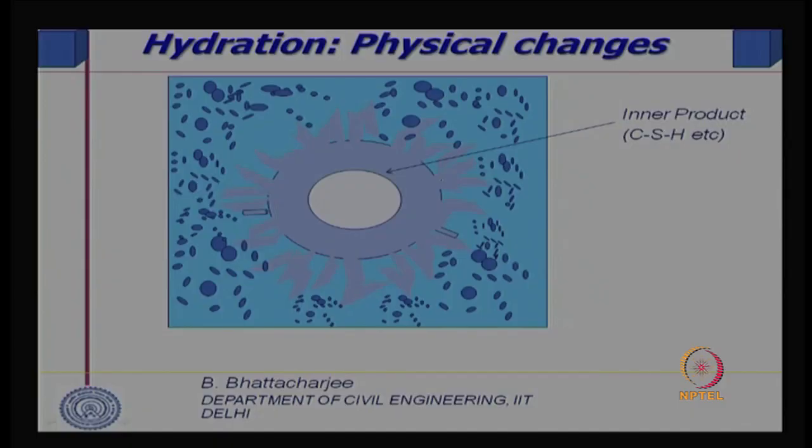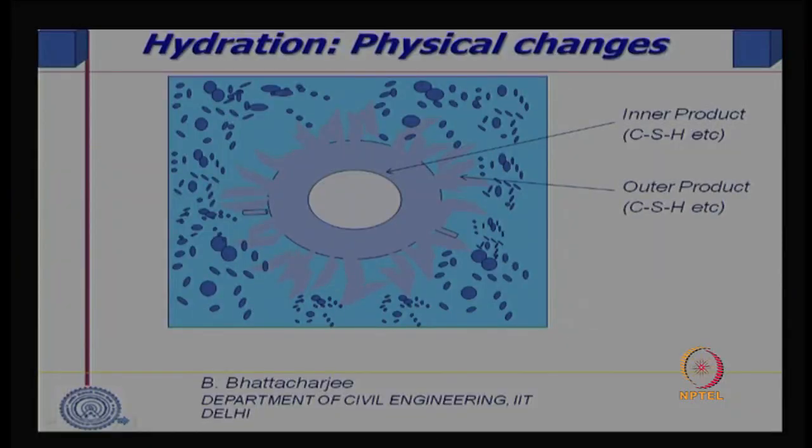Let me repeat: cement has a specific gravity of 3.15, water has a specific gravity of 1, and the product formed has a specific gravity somewhat less than 3.15 but more than 1. So, the new solid that is formed occupies more volume than the original volume of the cement. Some product will be produced within the zone where the original cement was, where water has entered and produced the hydration product. That product we call inner product, and some product will be formed outside this and we call it outer product.